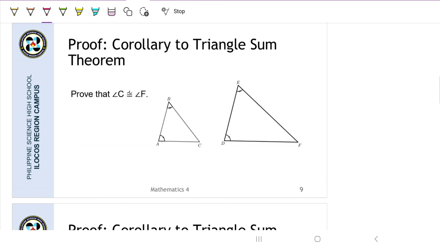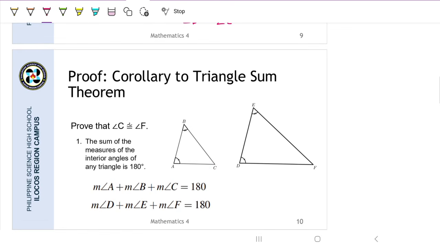So given triangles ABC and triangles DEF, we are going to prove that angle C is really congruent to angle F. So what we know in the given figures are the following. Angle A is congruent to angle D, and angle B is congruent to angle E. So we are going to prove that the third pair of corresponding angles are also congruent.